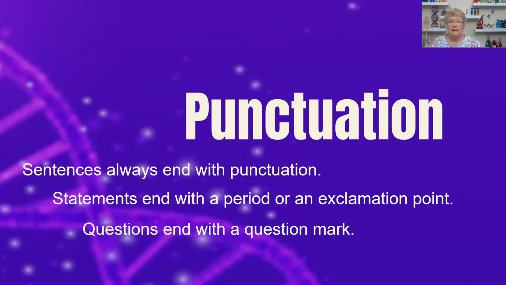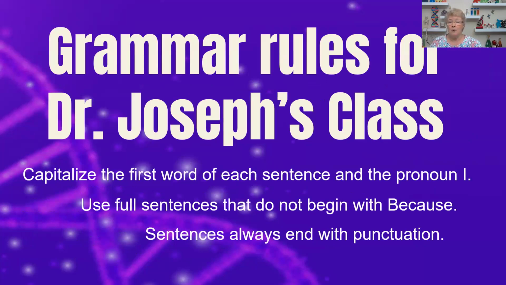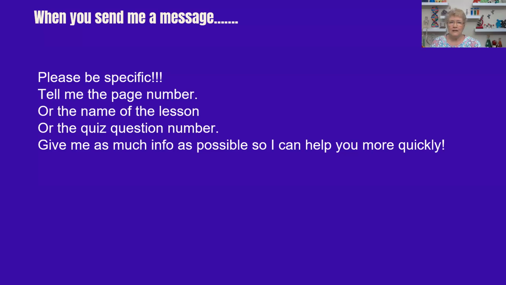And then finally, punctuation. Statements, sentences end with punctuation. Statements have a period or an exclamation point, and questions end with a question mark. So here they are. Now, there are a lot more grammar rules than this, as you know, if you've taken an English class, but these are the ones that I'm going to look for and the ones that I'm going to grade on.